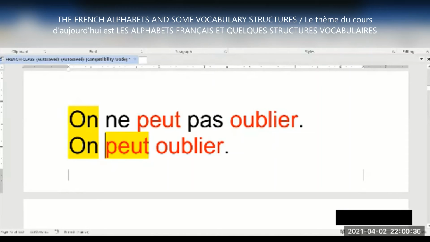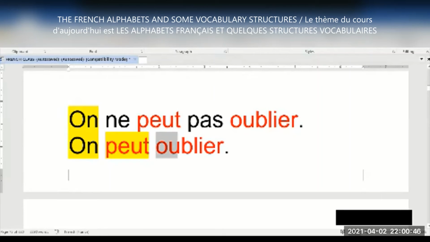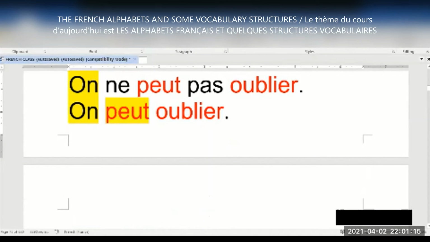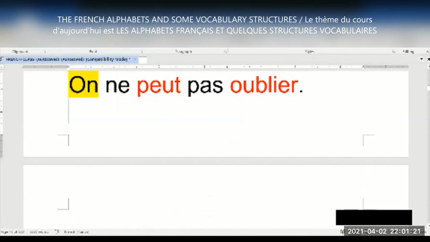This peut is from the verb pouvoir. It's been conjugated. When there are two verbs following each other in French, the first one is conjugated, while the second one is unconjugated. That's why you have oublier unconjugated in the infinitive form, while the first one is conjugated, on peut oublier. But when you want to negate, you bring in the ne pas to sandwich, to encapsulate the conjugated verb, on ne peut pas oublier. One can forget. If the oublier is not there, it becomes one cannot. So let me take it out. On ne peut pas oublier, one cannot forget.